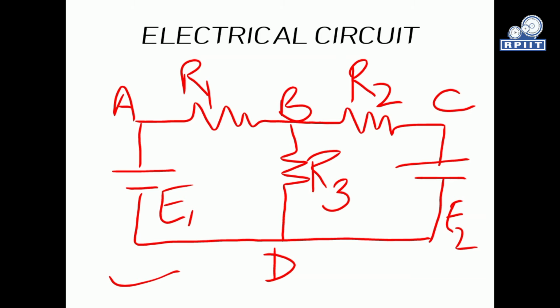Active elements are those elements which supply energy. So here E1 and E2 are the two active elements which supply energy. These are the voltage sources, and with the help of these voltage sources, current will flow in the circuit. These elements supply energy to the other parameters of the circuit. So E1 and E2 are the two EMF sources here.